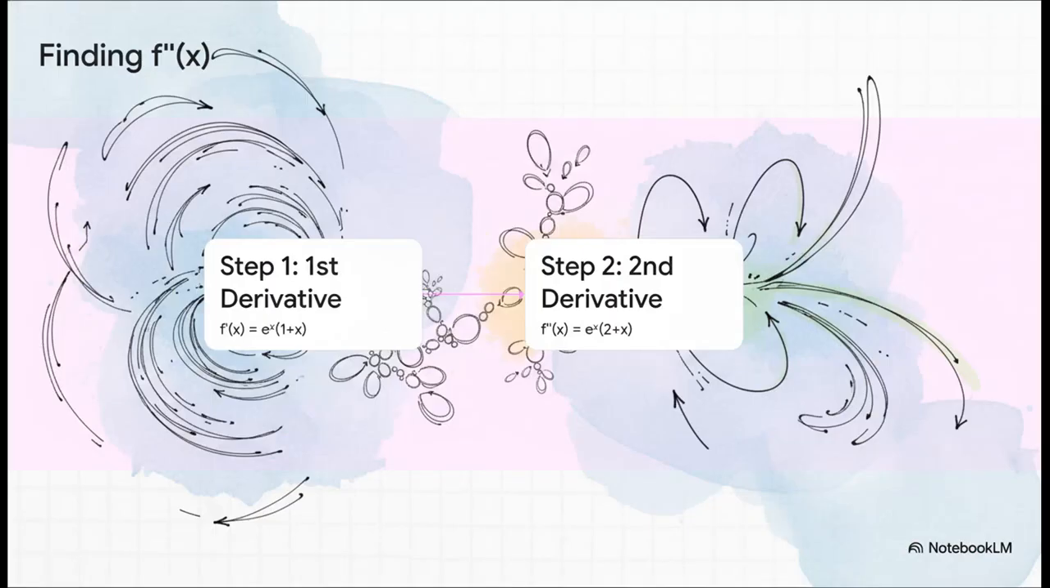Okay, first things first, we need to find the second derivative. So we start by using the product rule on our original function to get f prime of x. Then we do it again. We apply the product rule a second time to that first derivative, and that gets us to our goal, f double prime of x, which cleans up really nicely to just e to the x times the quantity 2 plus x.